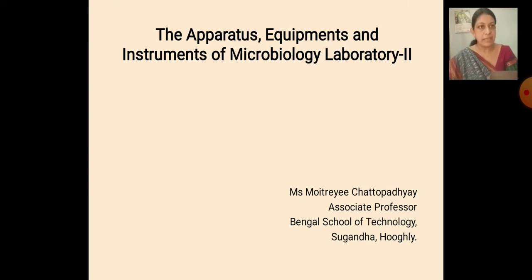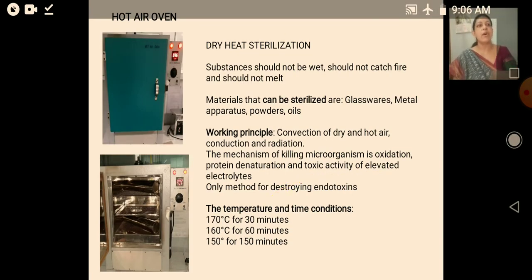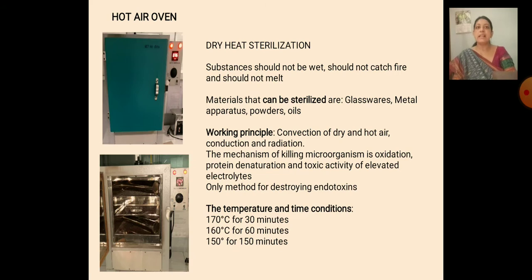Now here I will be discussing the four main instruments that are used in the microbiology laboratory to carry out the various work, whether in college or at the industrial level. The first one is the hot air oven. As the name itself suggests, it requires hot air to heat up all the substances present within it. It is a process of sterilization.